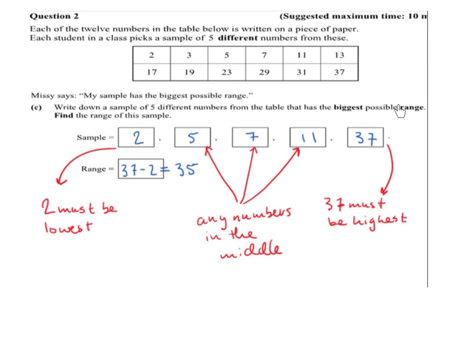So the range of a set of numbers is basically the largest number in a list minus the smallest number in the list. So that is what the range of a set of numbers is.